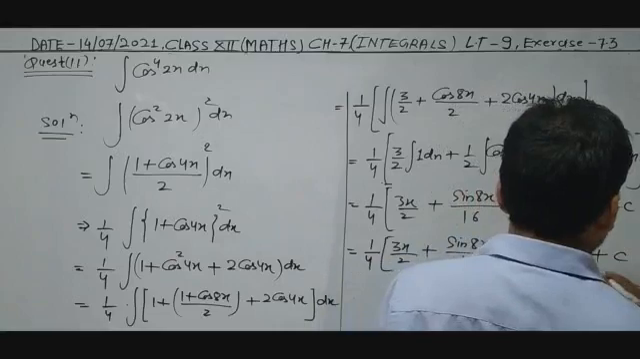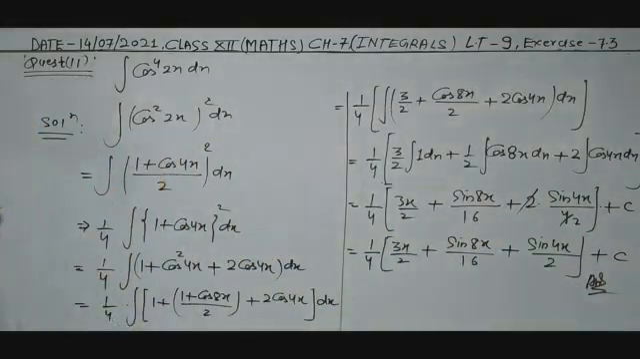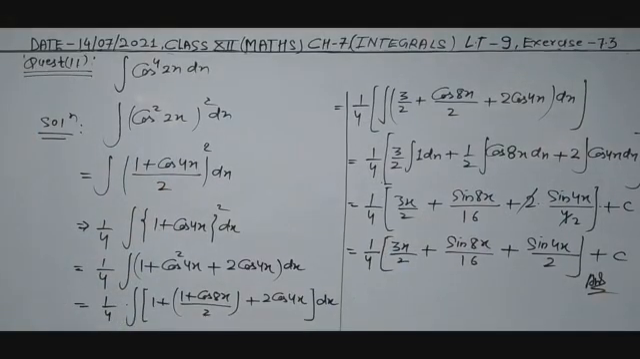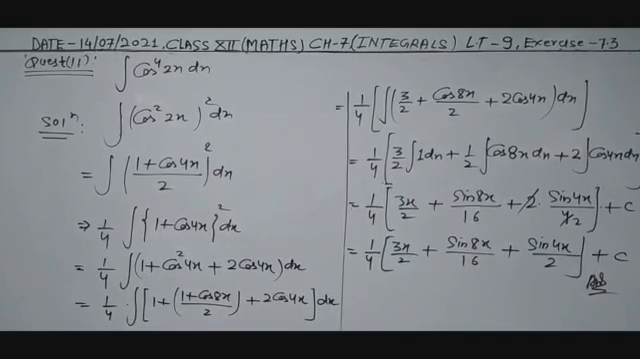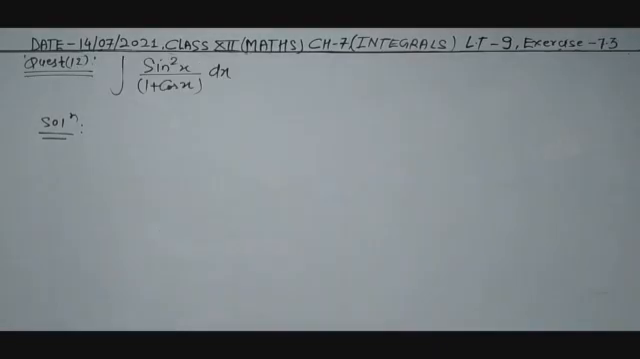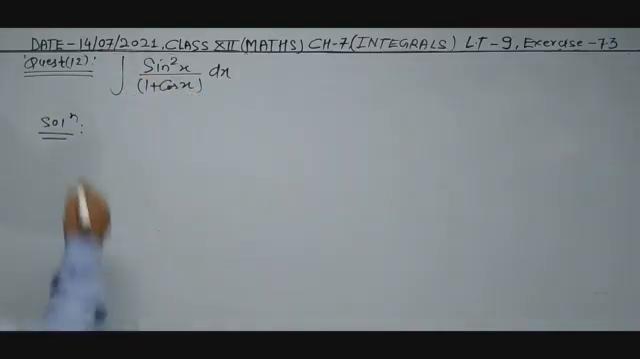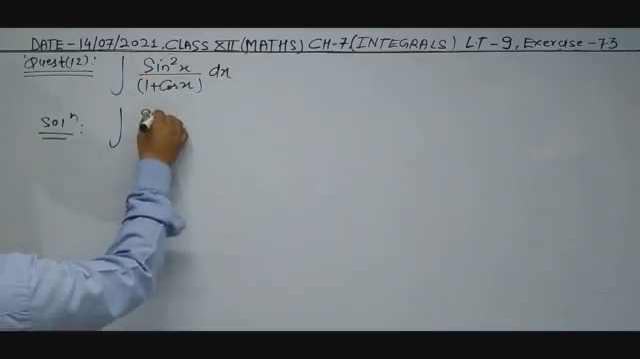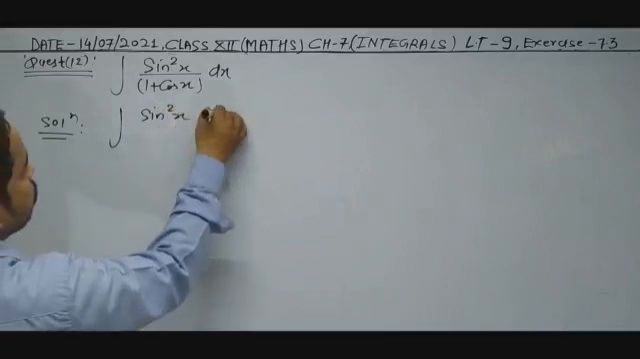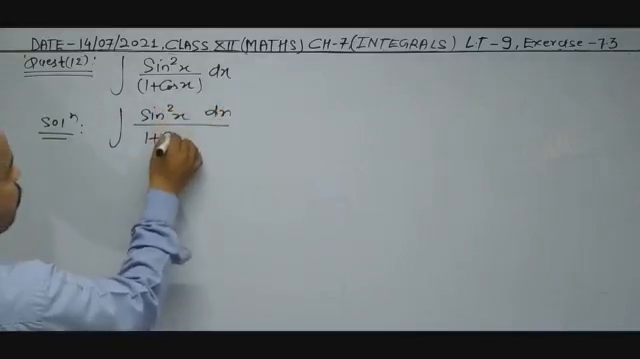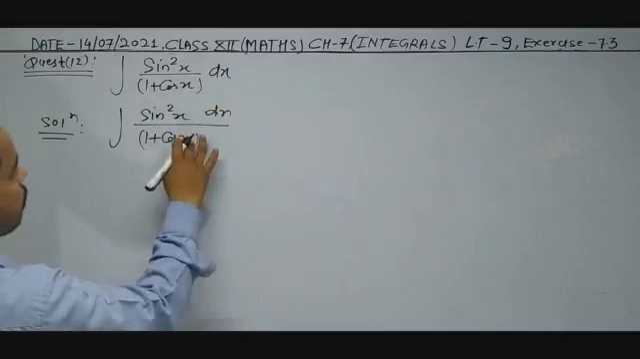Now this is the answer, or you can take common from the denominator also. Now question number 11 is completed. Now come to question number 12. Question number 12 is integration over sin square x dx whole upon 1 plus cos x. So now first of all write the integral part. Sin square x dx whole upon 1 plus cos x.